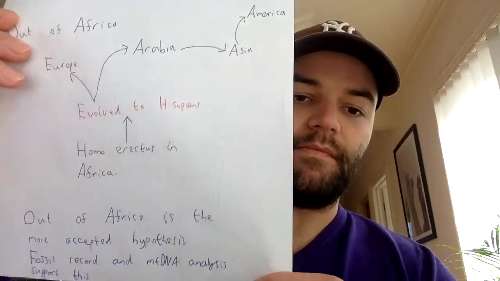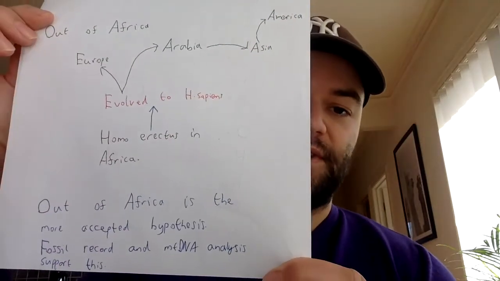Okay. First of all, the fossil record does support it. In the fossil record, we tend to find that the oldest Homo sapiens fossils are found in Africa, as we would expect. If the regional continuity hypothesis was true, we'd expect to see Homo sapiens of a similar age in all the different places where they independently evolved. So the fossil record supports it in that way.